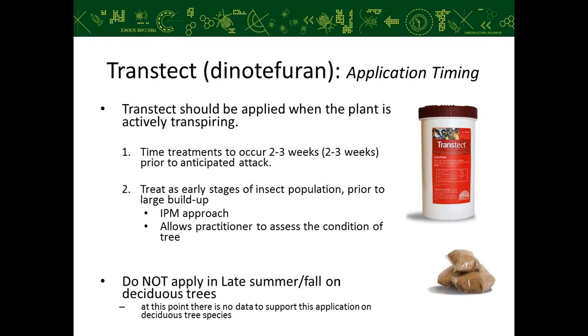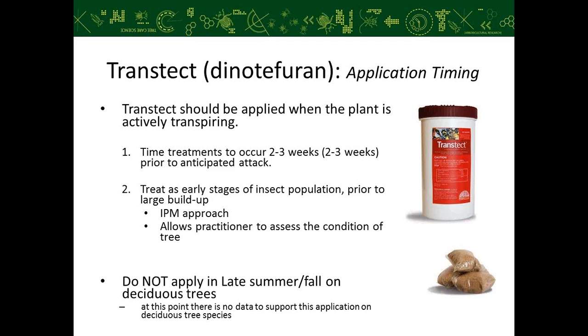With dinotefuran and Transtec, looking at the applications when the plant is actively transpiring, here we know that Transtec can get up into the tree in about half the time as imidacloprid, and certainly that can be a benefit as we can treat in the early stages of an insect population prior to large buildup and take more of an IPM approach, allowing the practitioner to really assess the condition of the tree and the site. So it's another tool that allows us to minimize some of our impacts because of the flexibility of this product moving into the tree more quickly.